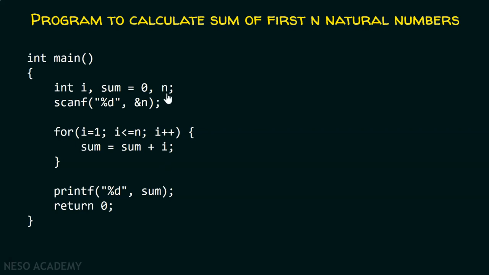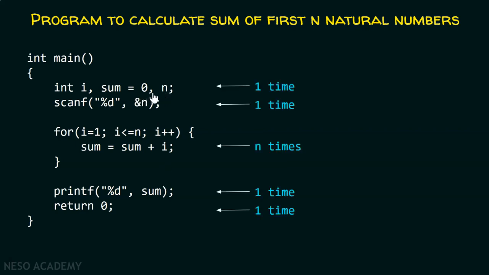You can clearly say that the first statement is executed just one time, scanf is executed one time, this statement executes n times because this statement is within this for loop. This for loop runs from 1 to n, which means that this statement is executed n times. This statement just takes one time, this statement is executed one time and this statement also is executed one time. Let's add them all up. This gives us fn equals n plus 4.